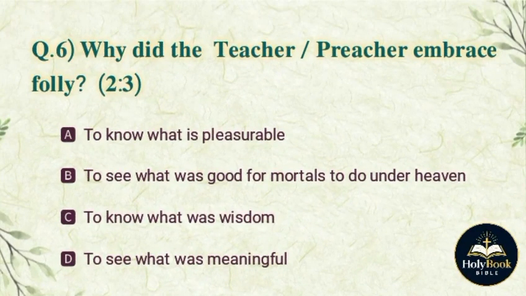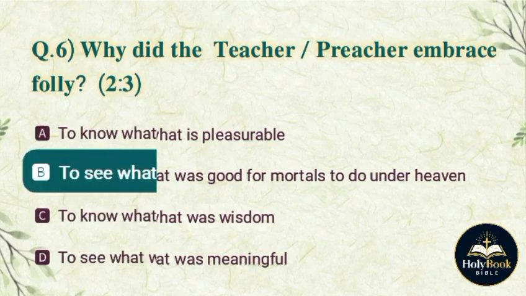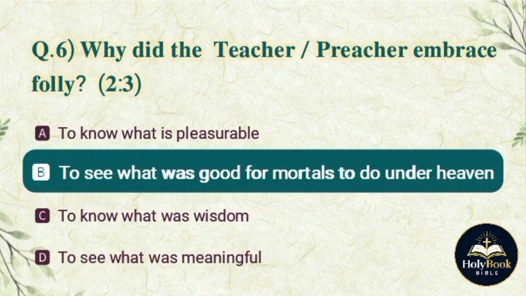Question. Why did the teacher embrace folly? Options. A. To know what is pleasurable. B. To see what was good for mortals to do under heaven. C. To know what was wisdom. D. To see what was meaningful. The correct answer is option B. To see what was good for mortals to do under heaven.